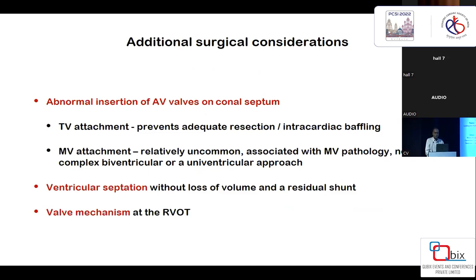Additional surgical considerations which come into picture when we deal with this problem is abnormal insertion of AV valves on the conal septum. The tricuspid attachment is very important here because it can come in the way of adequate resection or intracardiac tunnels. Mitral valve attachment abnormalities are not that uncommon. If it is associated with independent mitral valve pathology, it needs a very complex biventricular repair or maybe a univentricular approach. Ventricular septation without a loss of ventricular volume or a residual shunt is very essential here. And a valve mechanism in the RVOT is very important if we are looking at the long-term survival of these patients.